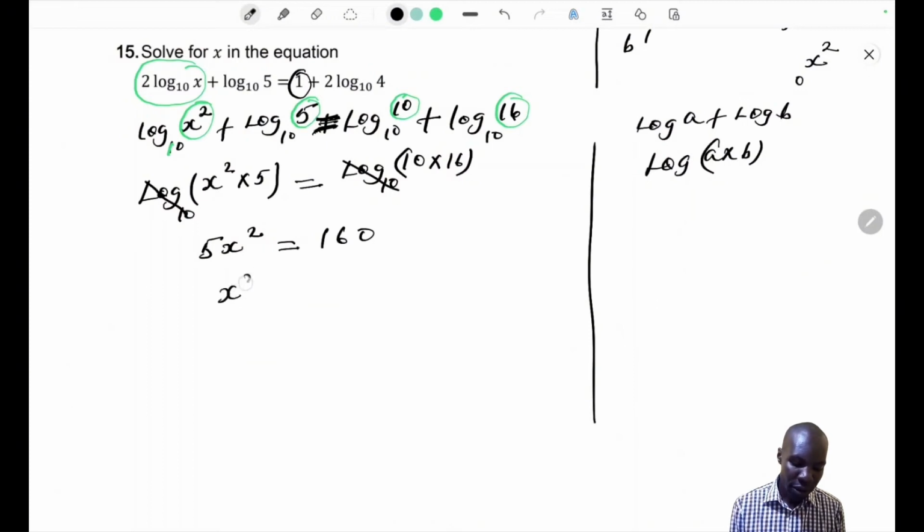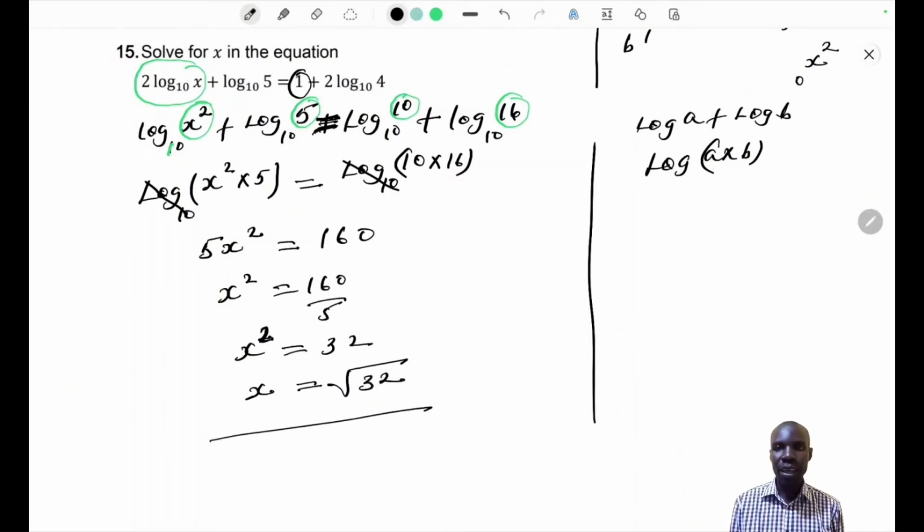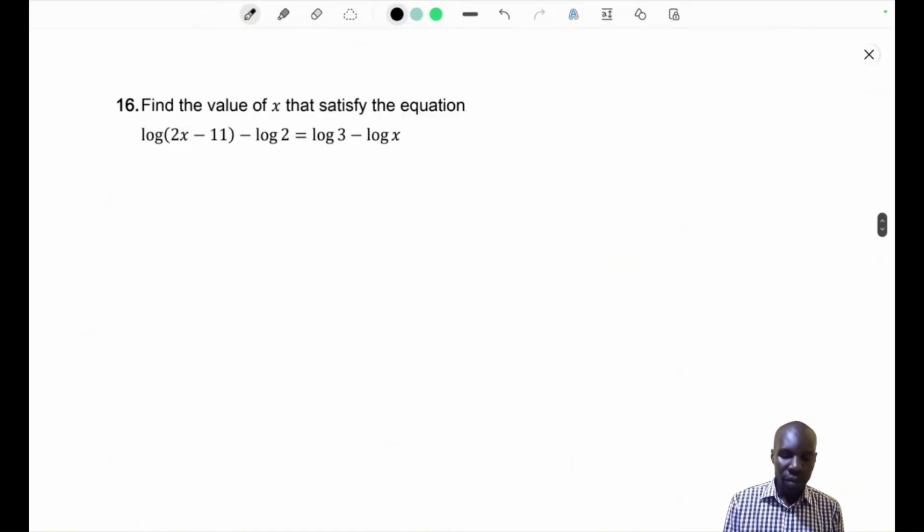So x squared alone is equal to 160 divided by 5, which should be equal to 32. X should be equal to the square root of 32. And that is the answer for that. Number 16, find the value of x that satisfies the equation.